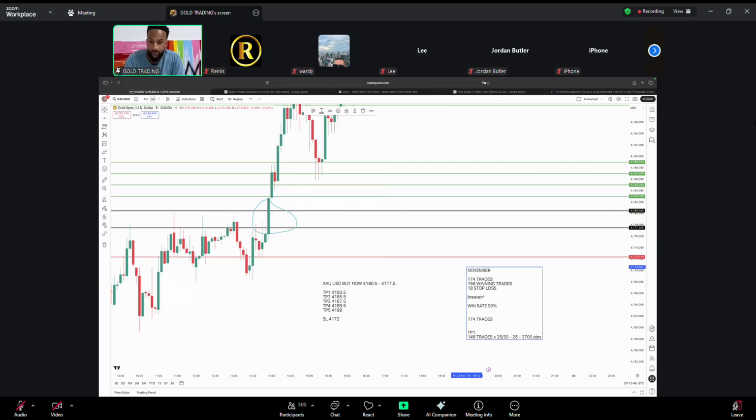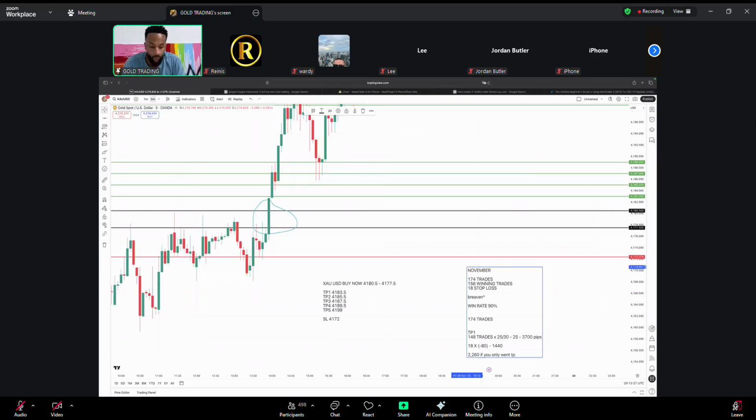Now, we also had 18 trades that hit a stop loss of 80 pips, okay? So 18 times 80 pips of loss, okay? So if we calculate that, that is 1,440 losing pips. So if we do the maths, 3,700 minus 1,440 is 2,260 pips if you only went for TP1, okay?